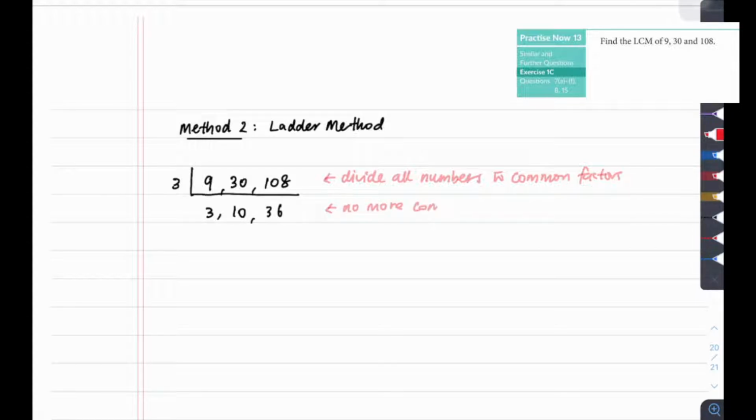Right? No more common factors. So what do we do? Instead, we will continue to divide. No more common factors for all three of them. Okay, so what we do next is we will divide by common factors, right? Instead of three of them, we're going to continue with two of them, any two of them.